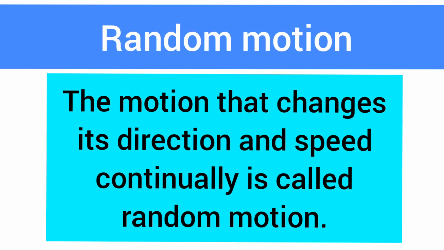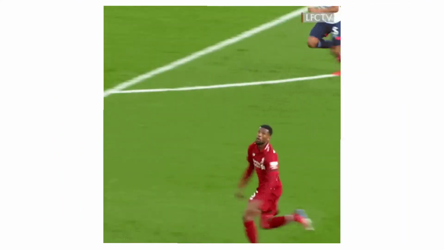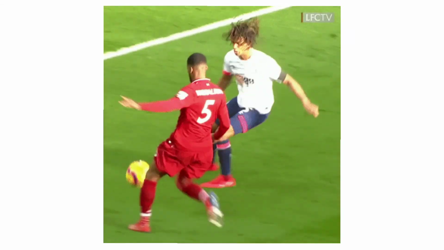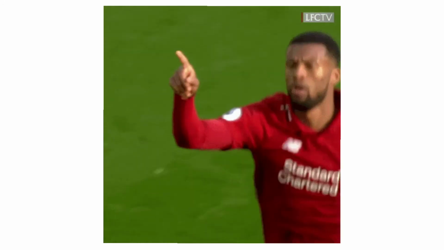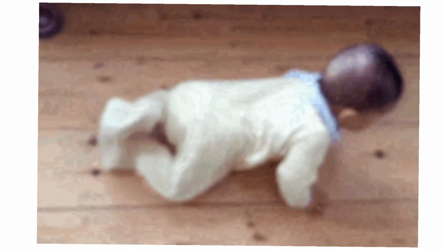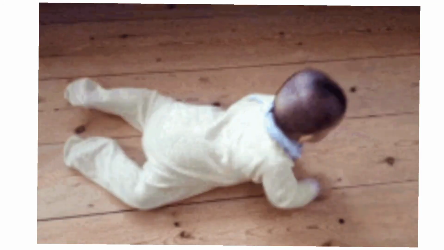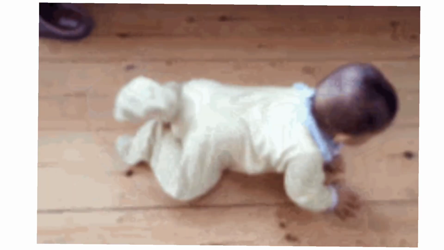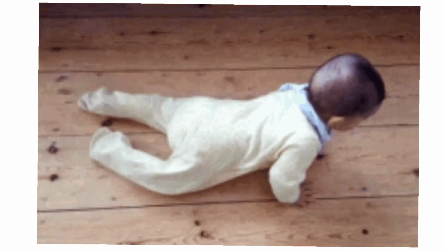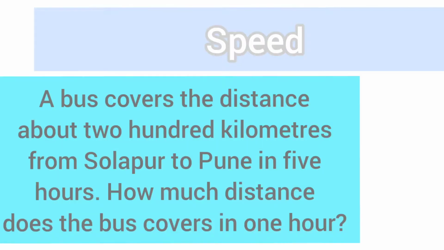So here, let's see the definition of random motion. The motion that changes its direction and speed continually is called as random motion. The motion of the players in a game of football is also one of the examples of random motion. Similarly, the motion of a crawling baby is also an example of random motion.